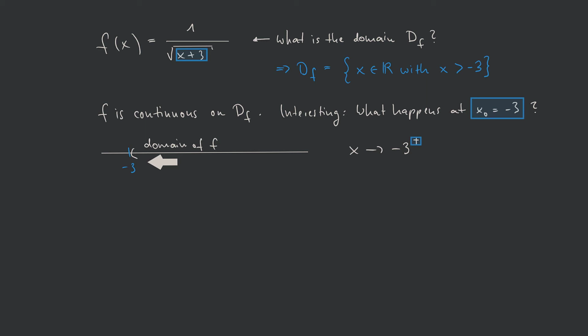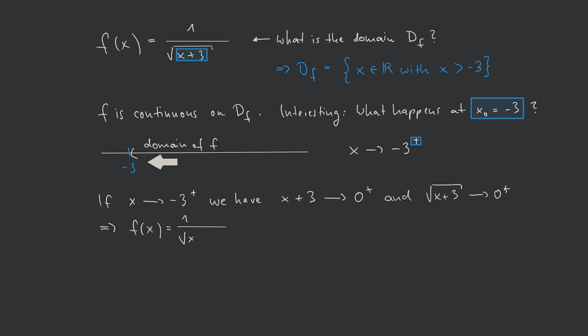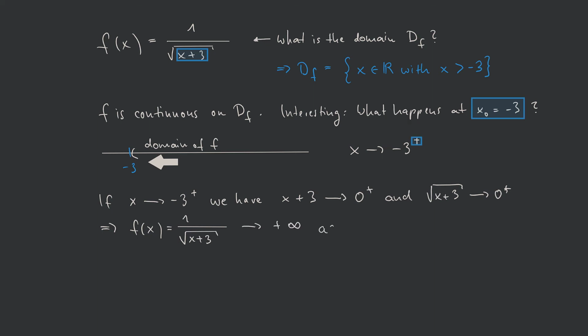Now we have the following line of argumentation. If x approaches negative 3 from above, it follows that x plus 3 approaches 0 from above. Consequently, we have that square root of x plus 3 also approaches 0 from above. We therefore have that f of x, which is 1 over square root of x plus 3, approaches positive infinity, as x approaches negative 3 from above.